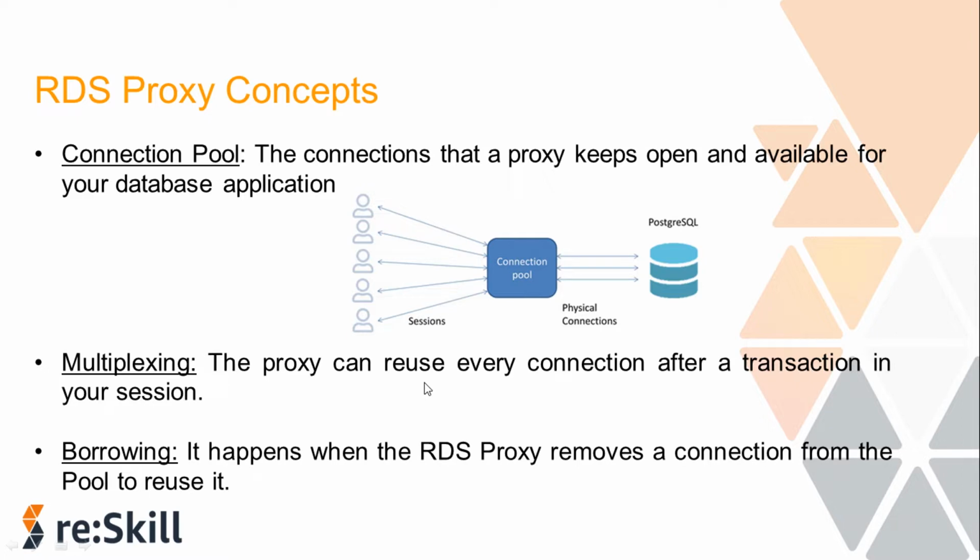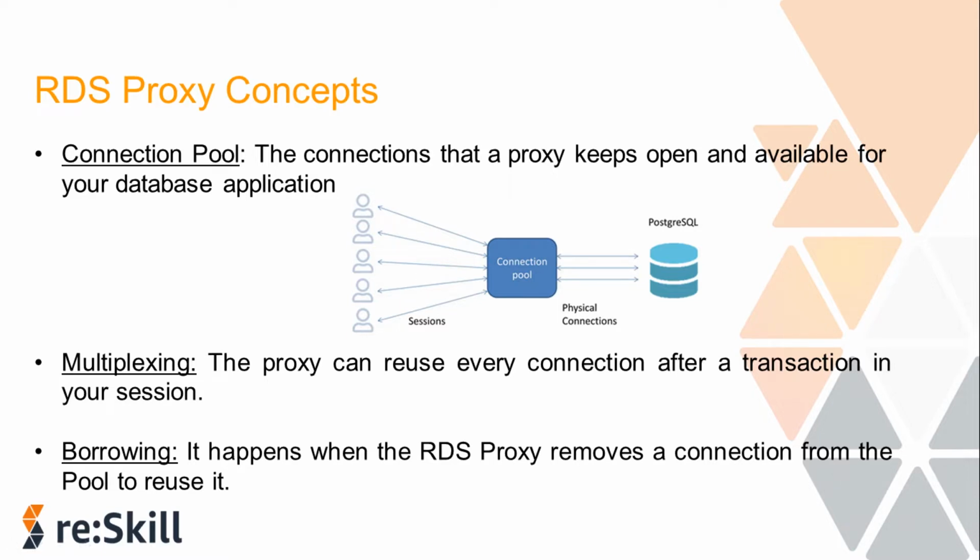Next concept is about borrowing. It's like when RDS proxy temporarily removes a connection from the connection pool to reuse it, that operation is called borrowing the connection. And when it's safe to do so, RDS proxy returns that connection to the connection pool.